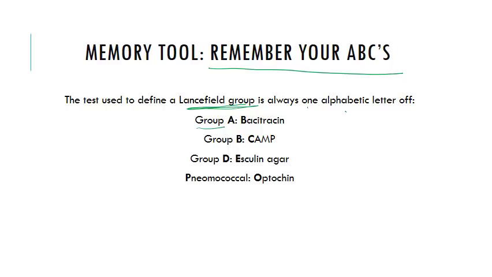So group A strep, you're going to use bacitracin. Group B strep, you're going to use CAMP factor. Group D, Enterococcus? Well, yeah, it works, because you're going to use esculin agar, which basically shows that it's bile resistant. And then for Streptococcus pneumoniae, so pneumococcal strep, you're going to use optochin. Those are the basics of the Streptococcus characteristics and the tests that are used to identify them.